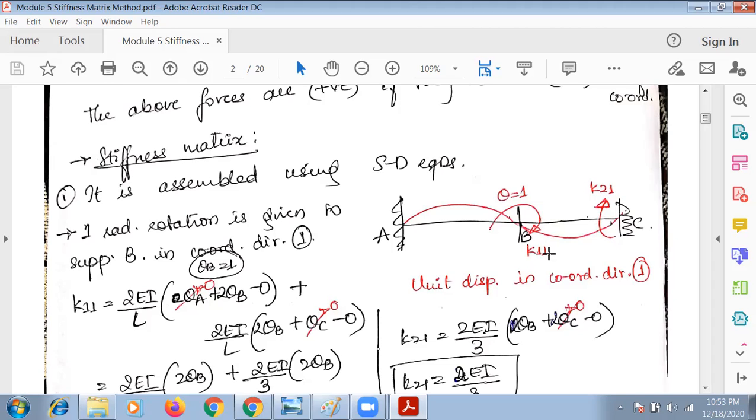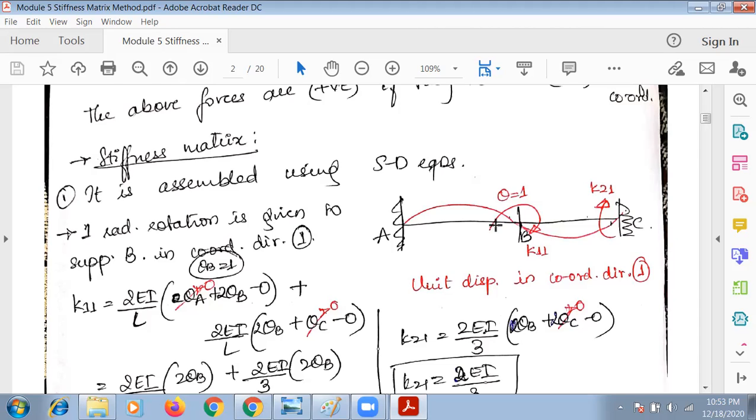Then the next suffix, that is the next number, would indicate the coordinate, like in B, that is in the first direction you have applied the unit load. That's why that represents 1. Same thing, effect of 1 at 2. That means, okay, once again I'll repeat this.